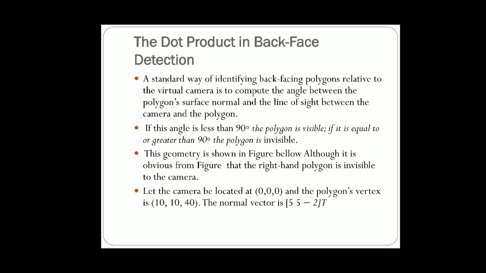Let the camera be located at 0 comma 0 comma 0. So the lens which the camera is going to capture is at 0 comma 0 comma 0, and the polygon surface vertex is 10 comma 10 comma 40, and the normal vector calculated is 5 comma 5 comma minus 2.